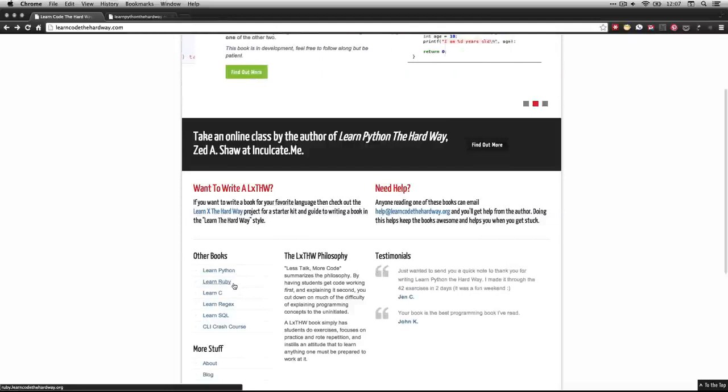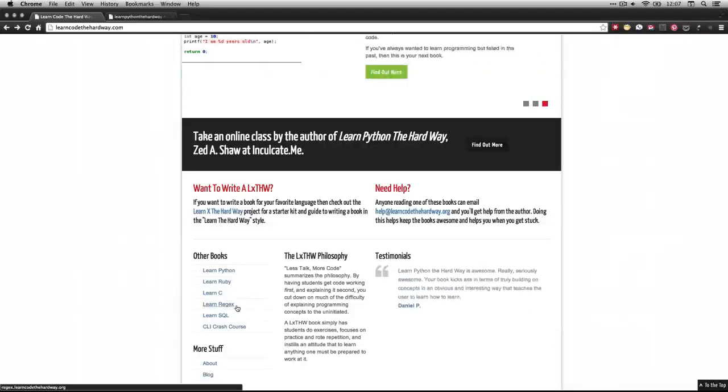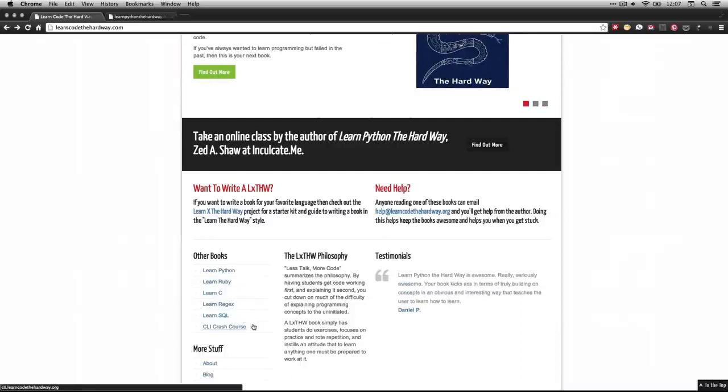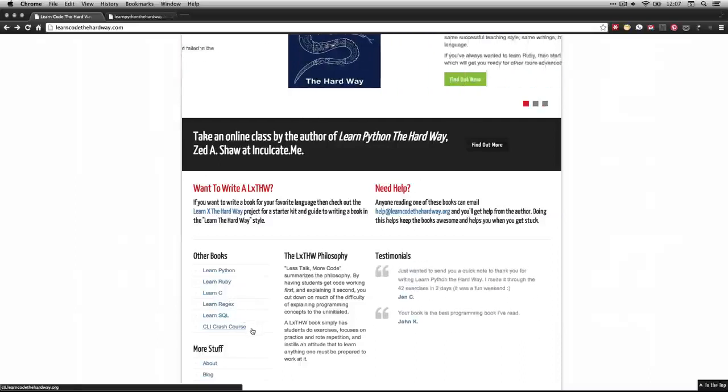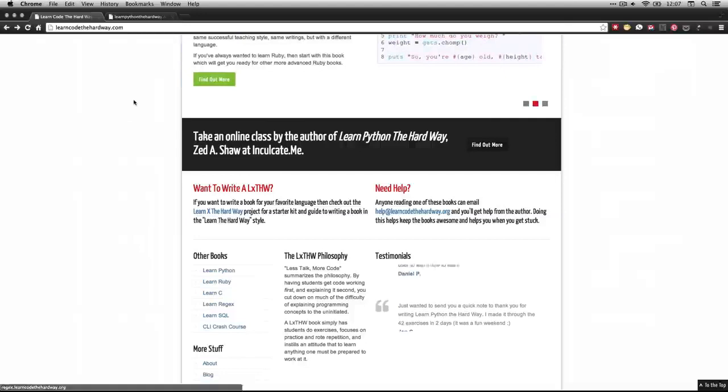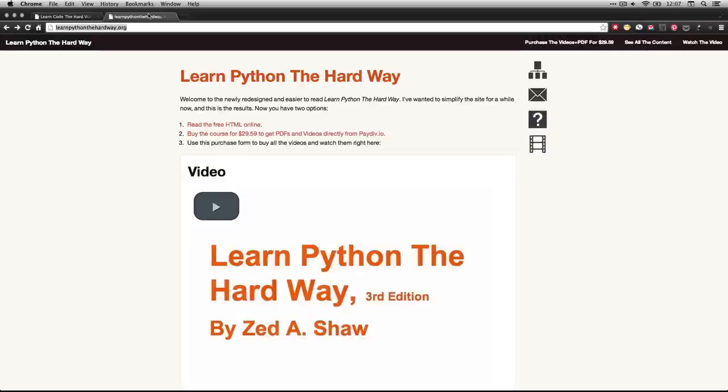There's another very similar one on Ruby, and there are courses he's developing on programming in C, on regular expressions, and on SQL. We're also going to be doing what's called the Command Line Interface, or CLI crash course, which is part of the appendix in Learn Python the Hard Way.